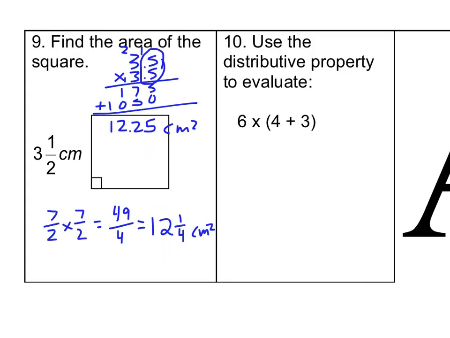So I'll show you a couple ways on number 9, finding the area. We know a square has to have equal sides, so they only gave us one side, which is fine, because we know if it's a square that this is also 3.5 centimeters.